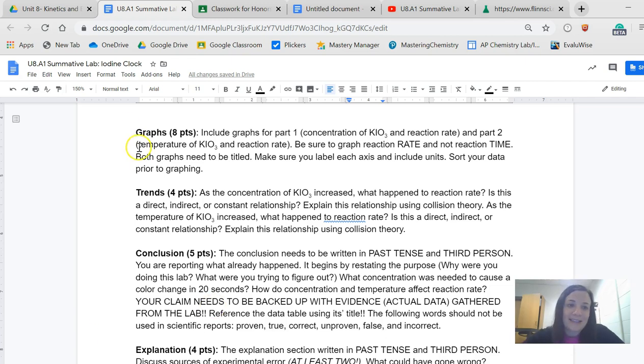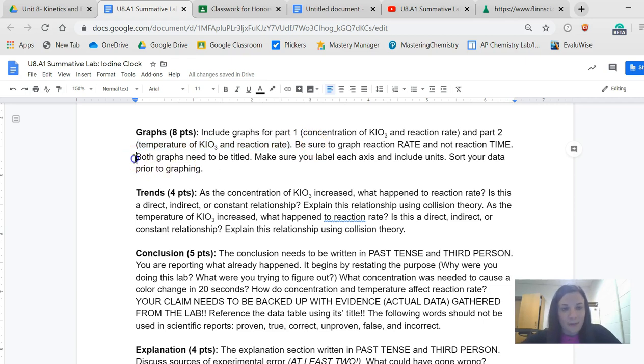Again, I know we didn't get to do part 2, but you can watch me do this on the video that will be posted with this. Temperature is what I controlled. I controlled whether my solution was at room temperature, whether it was cooled in an ice bath, or whether it was heated on a hot plate. So temperature is the independent variable. Reaction rate would be the dependent variable.